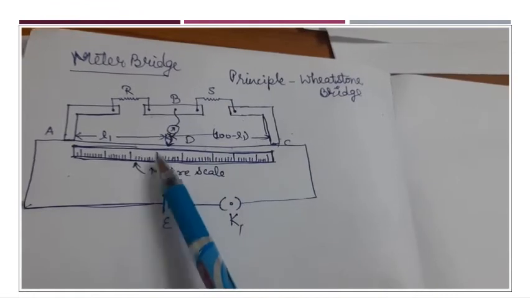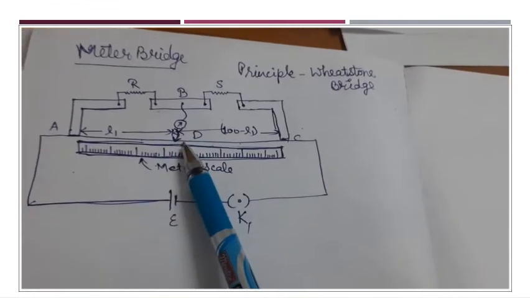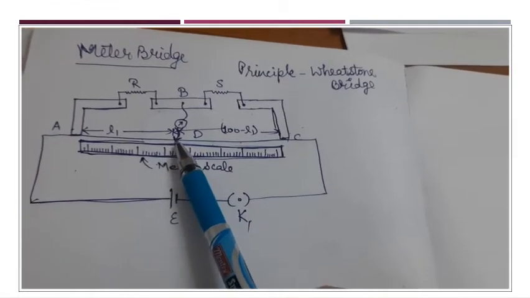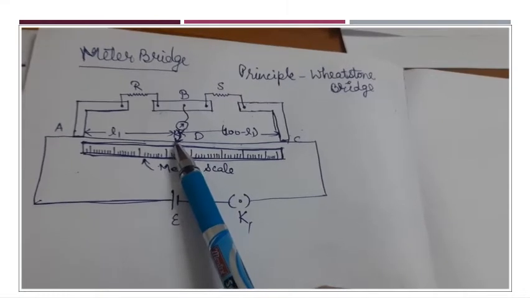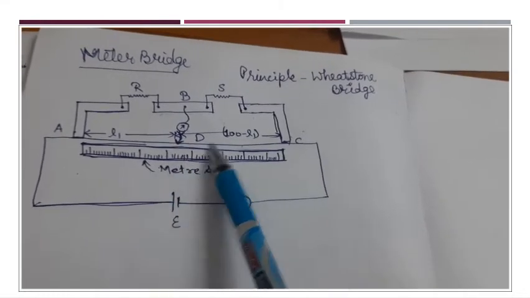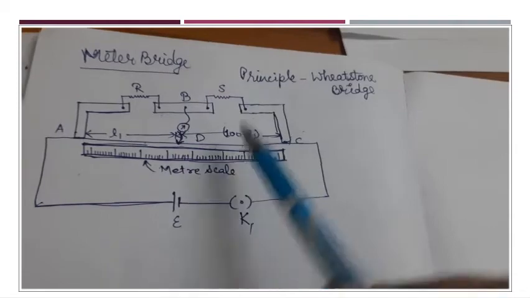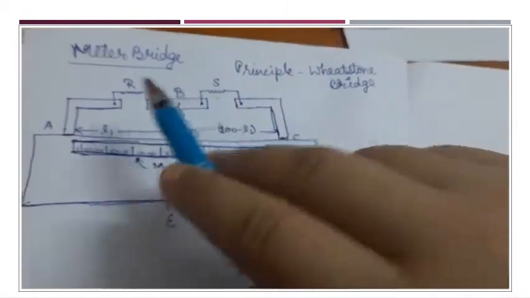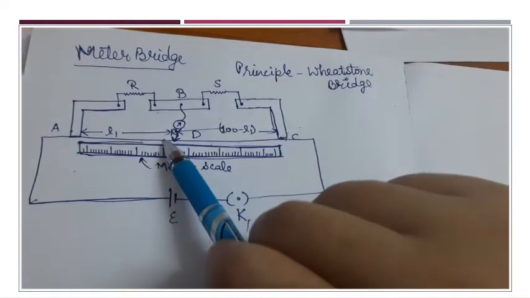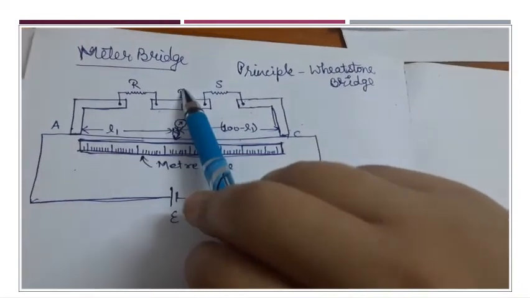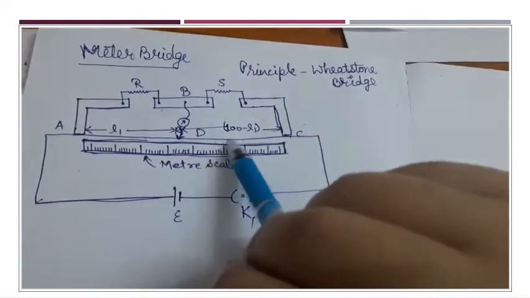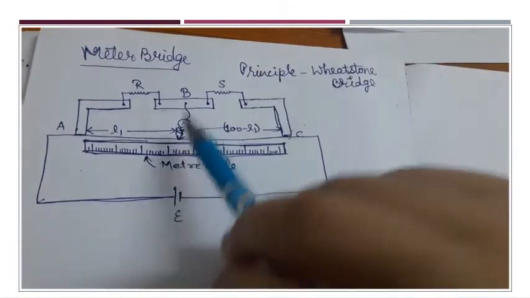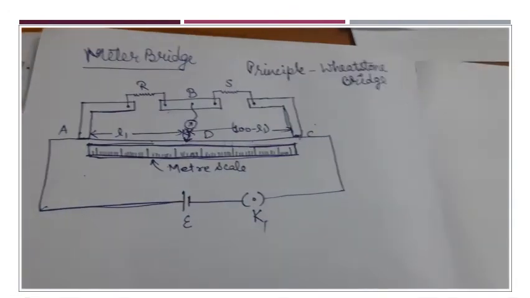So in this way we get the balance point D, and we obtain the balancing lengths L1 and 100 minus L1, and these four arms of the Wheatstone bridge are formed: one is AD, second has resistance R, third is S, and fourth has length 100 minus L1, and BD is the galvanometer arm.